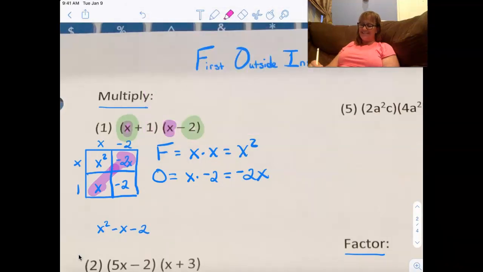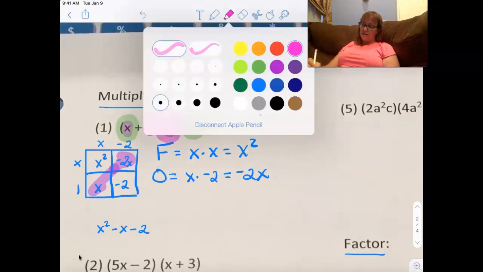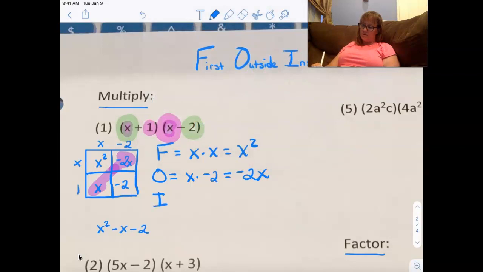Then you would do the insides. Well, here's an inside and there's an inside. I probably should have had a different color than pink. I'm sorry. So for inside, then you would go 1 times x, which just equals x. And then finally, your lasts would be this one and that one. So you'd have 1 times a negative 2, which is a negative 2.